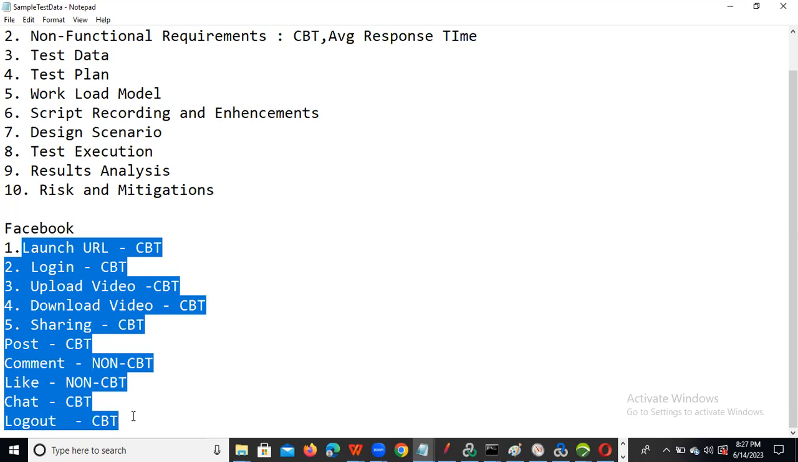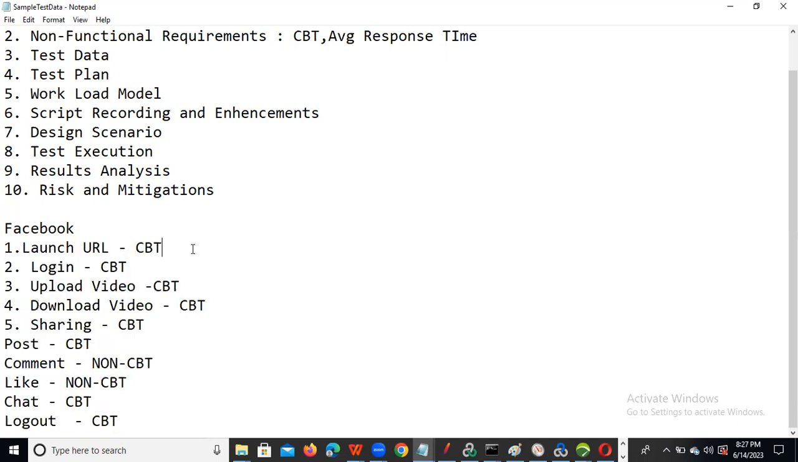These transactions will be there, so for each and every transaction, what is the average response time? We need to ask the client. Like SLA: how much response time for launch and how much for login, upload video, download video. We need to ask for all these transactions' response times, because when you upload or download a video, it will take time or not.